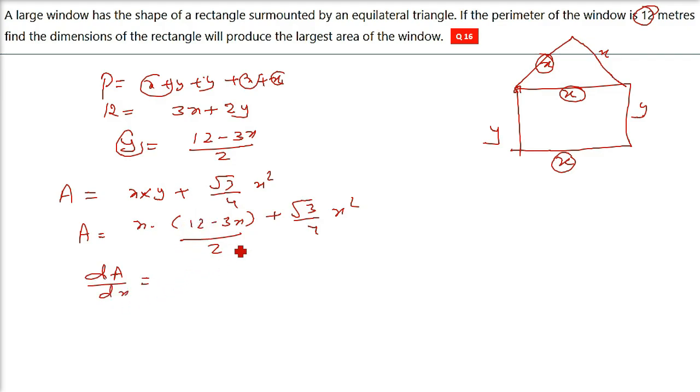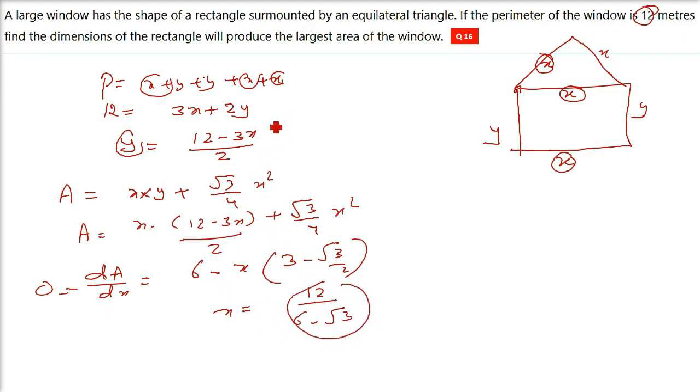Next is to differentiate. As I said, I am going to write the differentiated expression here. You can recheck it if you are doing it together with me. It is 6 minus x, 3 minus root 3 by 2, and dA by dx is equal to 0, which we put so that we get the critical point. X you will get as 12 by (6 minus root 3). This is one of the dimensions of the structure we are talking about.